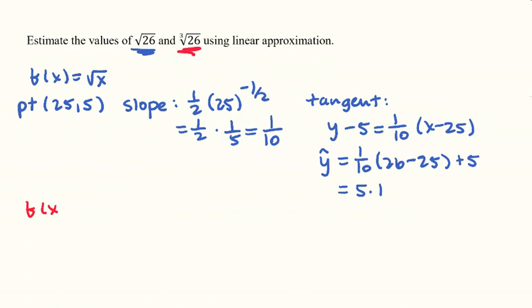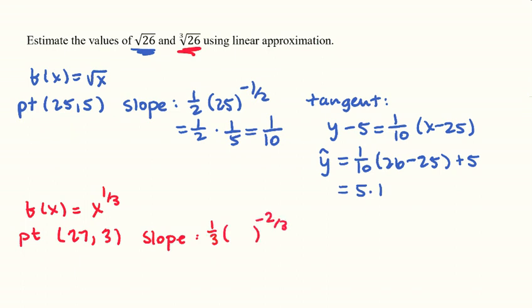And then for the third root of 26, I'm going to do f of x is equal to the third root of x, or x to the 1/3 power. So my point will be a value of x near 26 that I know the cube root of. That'll be 27. And then the cube root of 27 is 3. Okay, the slope is going to be 1/3 x to the negative 2/3. So I plug in 27. And that'll be 1/3 of 1 over the cube root of 27 squared.